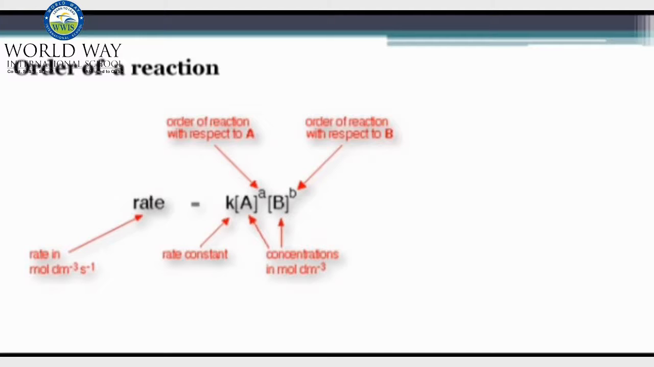Now we'll discuss what is the order of a reaction. As you can see in the rate law, rate is equal to K, A to the power a, B to the power b. The order of reaction is computed by the sum of the powers of A and B. So the order of reaction becomes equal to small a plus small b.